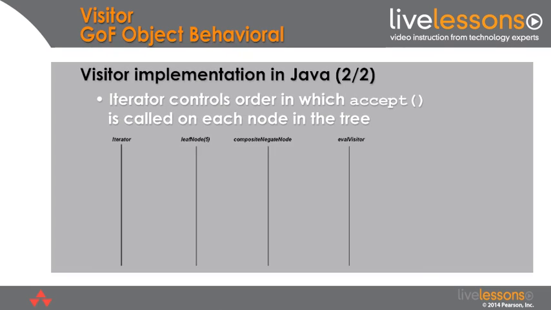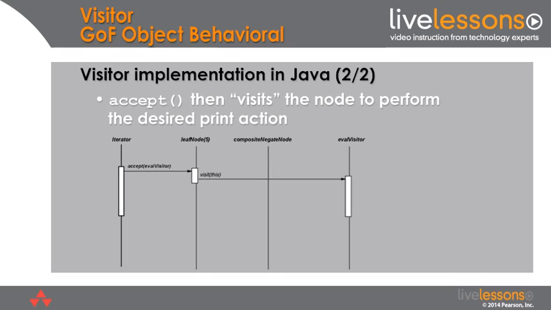Here's what this looks like if you were to take a look at it from an interaction diagram point of view. Once again, the iterator is controlling the order in which accept is called on each node in the tree, using, in this case, the post-order traversal strategy. So as we're traversing through the tree, we're going to go ahead and accept the eval visitor, and then that will go ahead and visit each node. In this case, it's a leaf node, so it says, visitor, please come and visit me. And what the visitor says is, aha, you are a leaf node, and therefore I'm going to take your value and push you onto the stack.